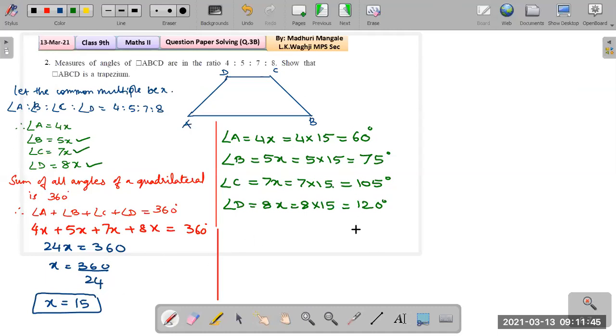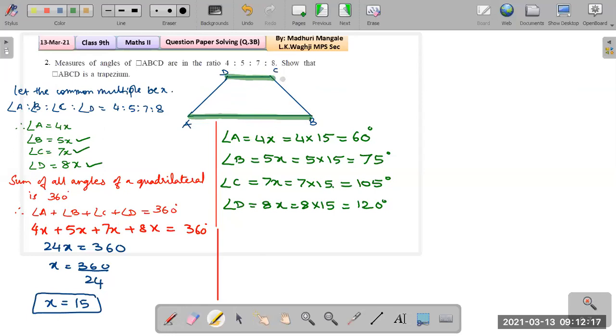Now we have to show that it is a trapezium. We have to prove that it's a trapezium. How do we prove that it is a trapezium? We have to show that any one pair is parallel and the second pair is not parallel. So let's start with a pair which is parallel actually in the diagram. If you look at the diagram, the two sides which are parallel are DC and AB, correct? So which two angles will you take here?